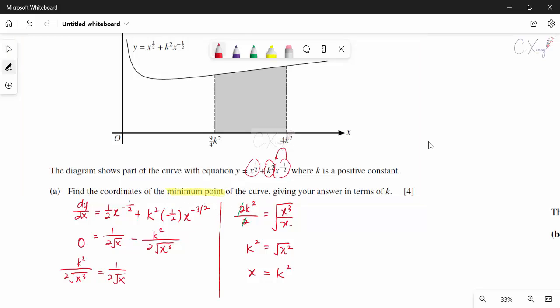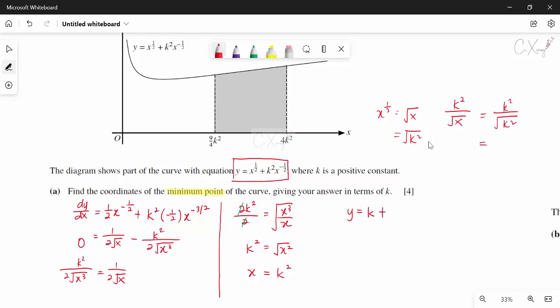And I want to find out the y coordinate. To find the y coordinate, you need to substitute it back into the original equation. So substitute x with k squared. x to the power half is square root x, and you substitute k squared, so square root of k squared, you get k. Then plus k squared over square root x. Again, you substitute x with k squared, so it becomes k squared divided by square root of k squared, which is k.